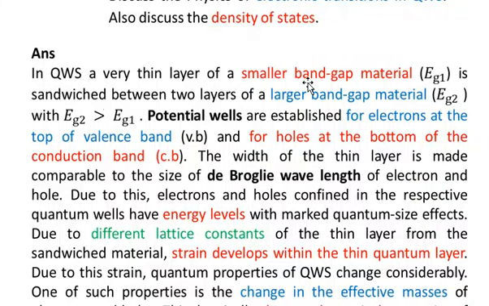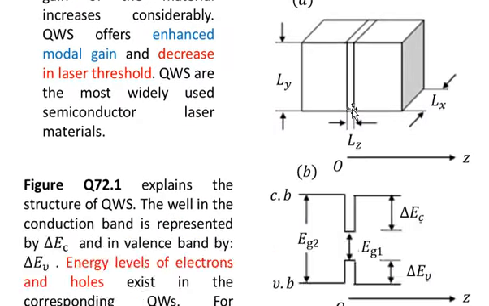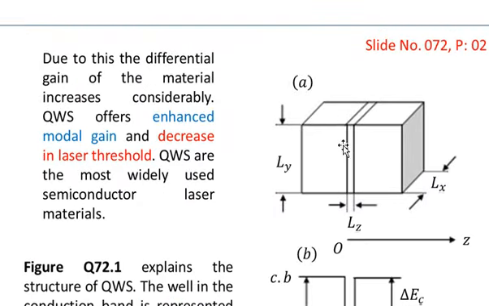So a thin layer of smaller band gap material Eg1 is sandwiched between two layers of the larger band gap material. So you can see that a thin layer of band gap semiconductor material is sandwiched between two larger band gap semiconductor materials.